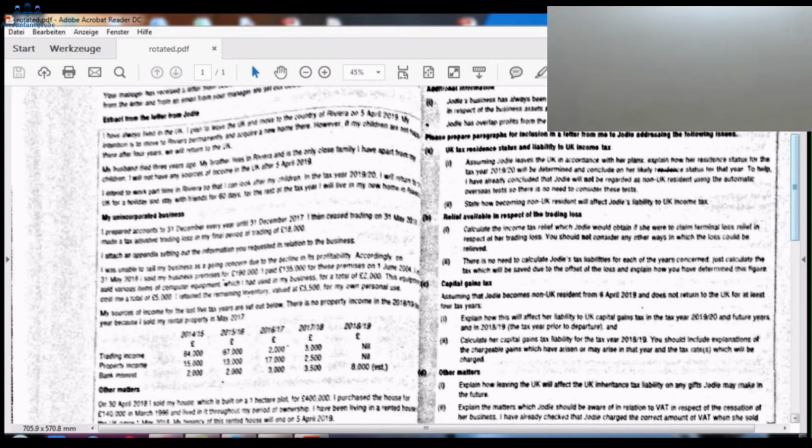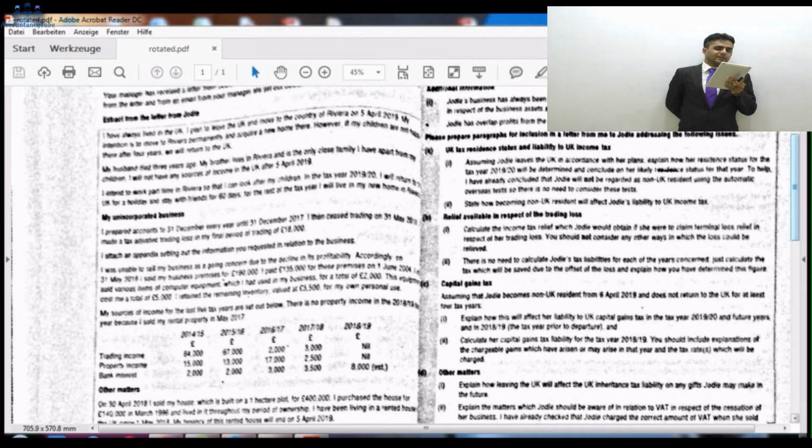Then it says, my husband died 3 years ago. My brother lives in Riviera and is the only close family I have apart from my children. So her brother is a close family member apart from the children, and that too is living overseas. I will not have any sources of income in the UK after 5th of April 2019. So she does not have any UK source of income, which tells me that she's not working full-time in the UK. She does not have a full-time job in the UK. I intend to work part-time in Riviera, so she does not work full-time overseas either, so that I can look after my children.